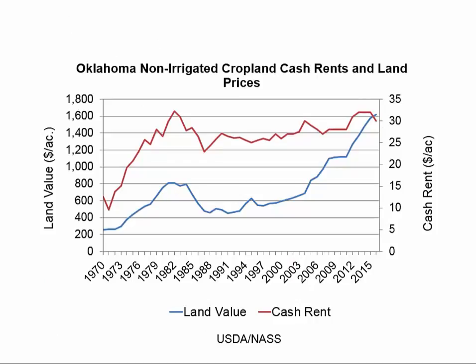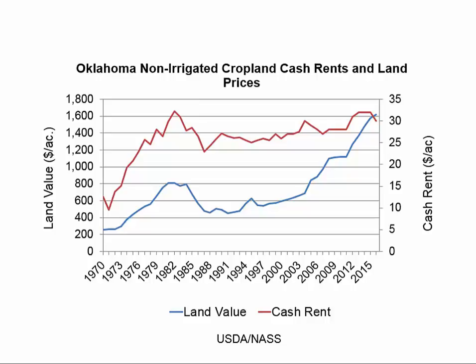This chart shows historical rental rates and land values for Oklahoma. Land values are shown with the blue line with the scale at the left. Average cropland values have increased from $200 per acre in 1970 to more than $1,600 in 2016. Values rose quickly in the 1970s before declining significantly during what's referred to as the farm crisis.